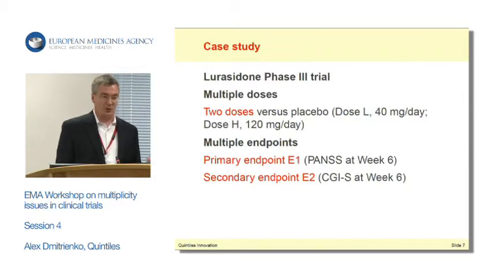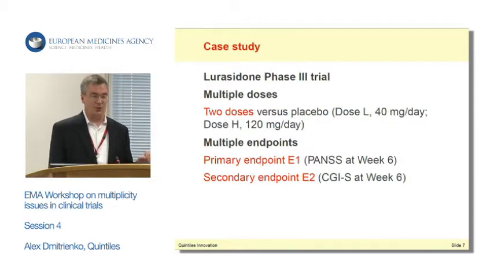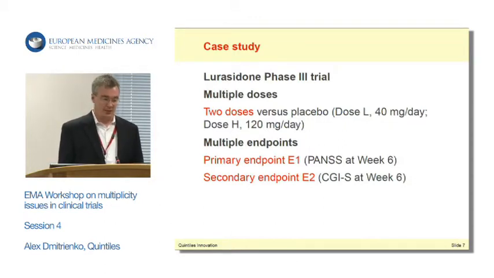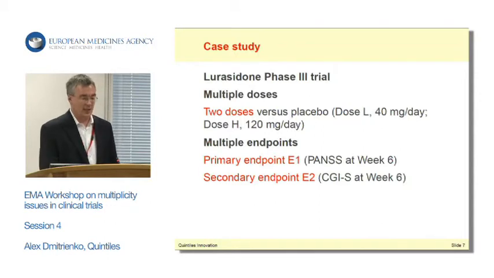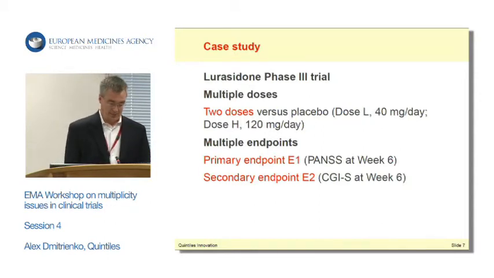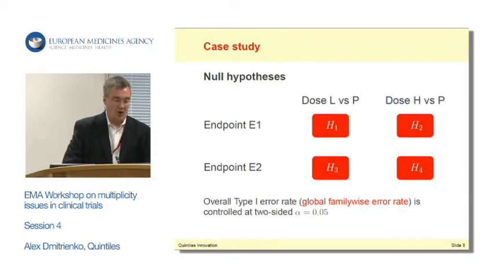This was another lurasidone phase 3 clinical trial in which there were only 2 doses, 40 milligrams per day and 120 milligrams per day, tested versus a placebo, and the efficacy profile was evaluated based on 2 pre-specified endpoints. The first one was the primary, and the second one was the key secondary endpoint. What do we do? How do we find solutions to multivariate, so to speak, in this case bivariate, multiplicity problems of this kind?